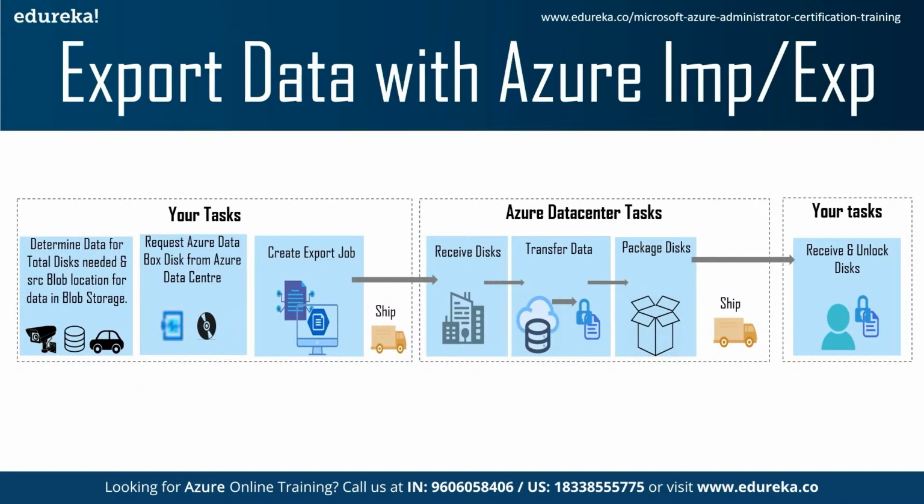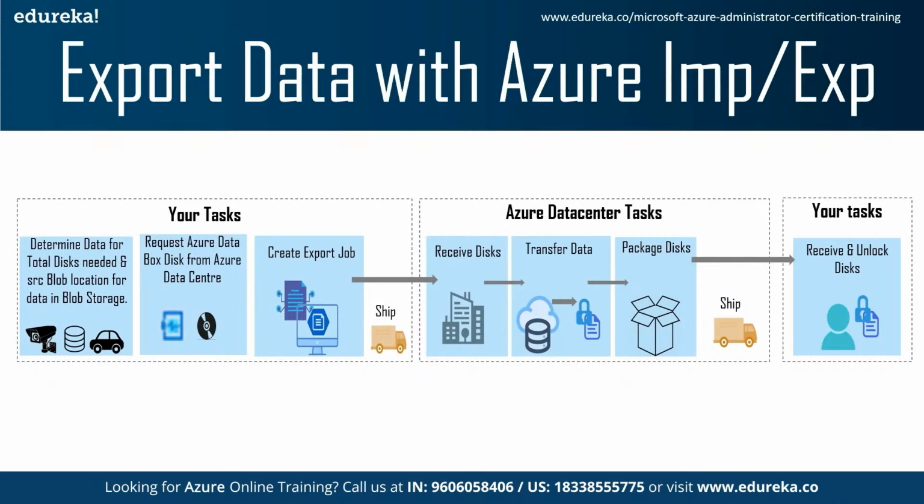To export data, you complete the following steps. The first one is to determine the data to be exported, the number of drives you need, and the source blobs or container paths for your data in Blob Storage. Second thing is to request an Azure Data Box Disk from the Azure data center, or you can send a disk by yourself to the Azure data center in your nearby region, and provide the return address and carrier account number for shipping the drives back to you.